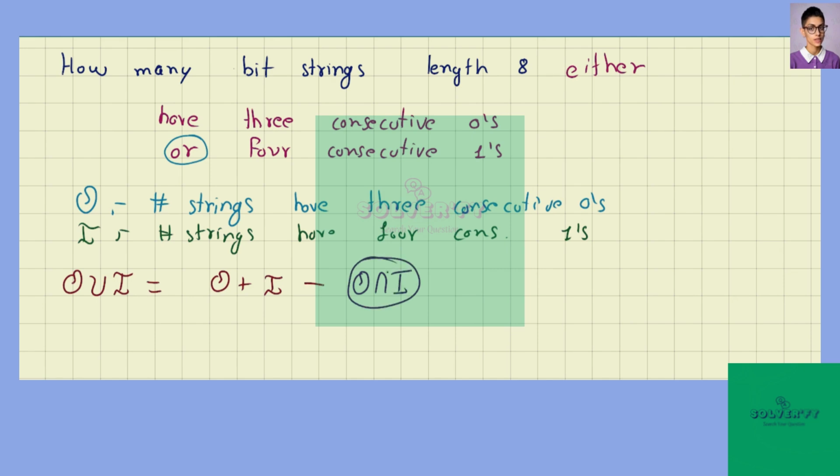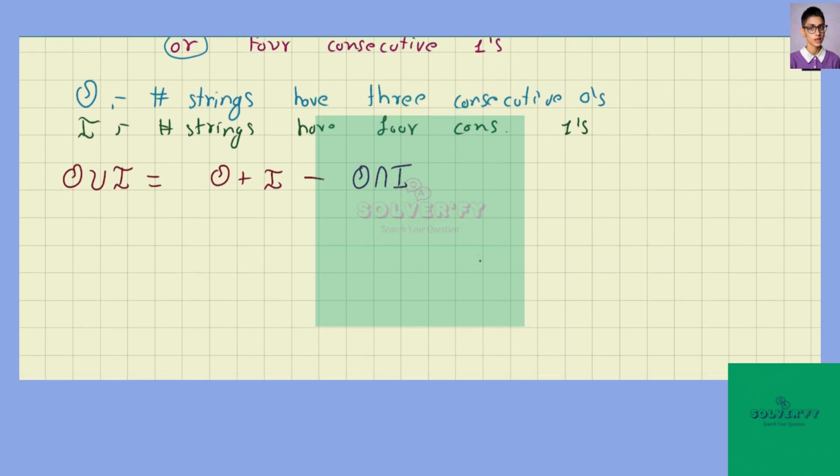Why the intersection? What is this set, what is this number? It's going to be a number at the end. So O intersection I is going to be the number of strings that have 3 consecutive zeros and the 4 consecutive ones. So we need to calculate the number for each set separately. So let's start with O.